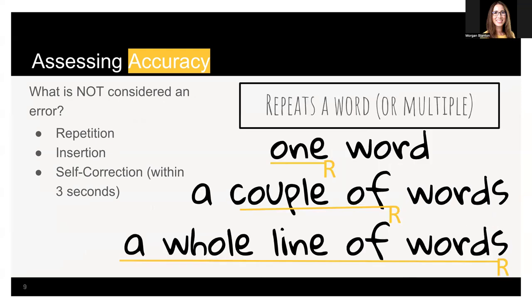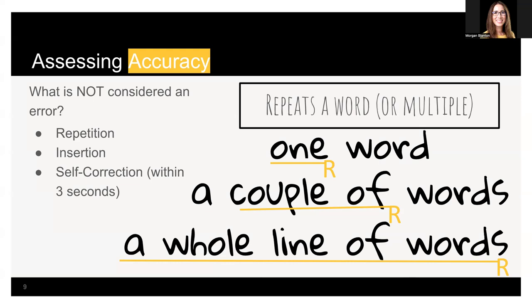If we were going to continue thinking about accuracy, though, there are some things that kids might do when they are reading that are not considered errors. So one thing is repeating a word or maybe multiple words. On this page, you have several examples. Maybe the student reads this and says one word. And so they've repeated the word one.